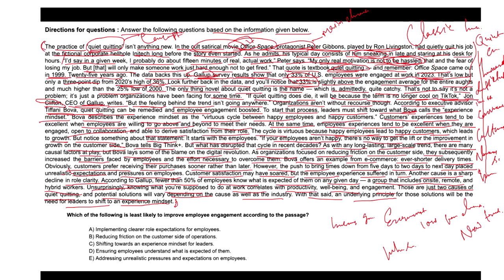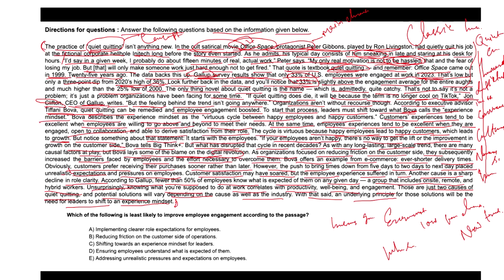So Bova also identifies what? Bova identifies the digital revolution. He talks about the digital revolution, right? Bova laid some of the blame on the digital revolution. And why? Because he pointed out that it is a disruptive factor that has strained the employee experience by focusing too much on customer satisfaction, often at the expense of employees.